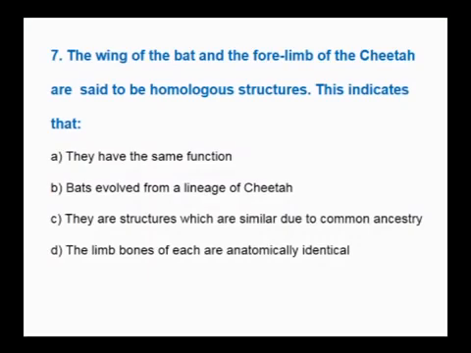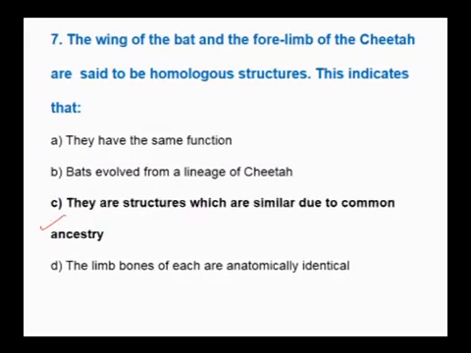Question number 7. The wing of the bat and the forelimb of the cheetah are said to be homologous structures. This indicates that they have the same function. Bats evolved from a lineage of cheetah. They are structures which are similar due to common ancestry. The limb bones of each are anatomically identical. Here the homologous organs means organs similar in structure and origin but different in function, and homologous organs explain the common ancestry. Hence the correct answer for this question is option C. That is, they are structures which are similar due to common ancestry.